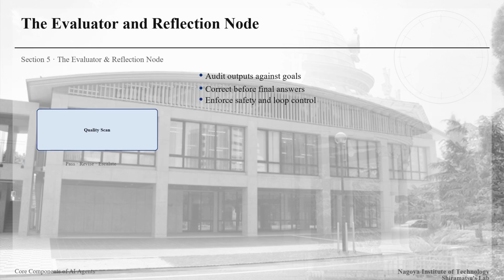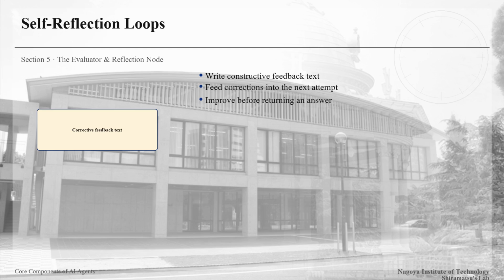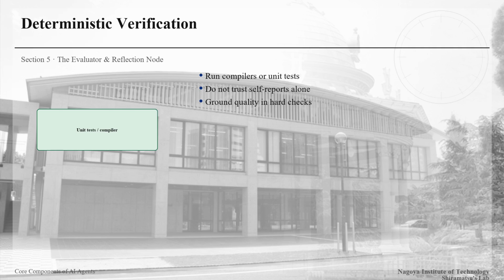Section 5 covers the evaluator and reflection node for quality control and guardrails. The evaluator assesses whether tool output actually satisfies the current subgoal. In reflection-style loops, the evaluator writes corrective feedback when quality standards are missed. Deterministic verification runs compilers or unit tests instead of trusting model self-reports alone.